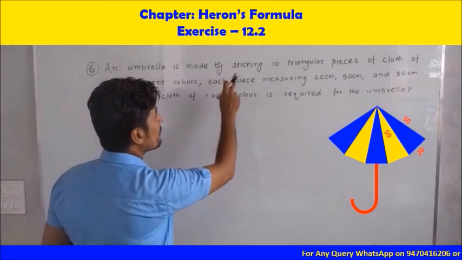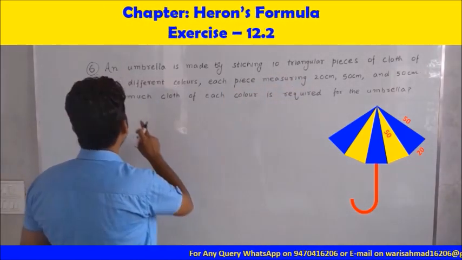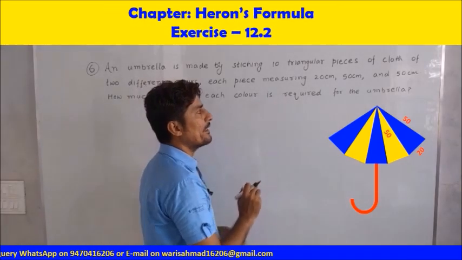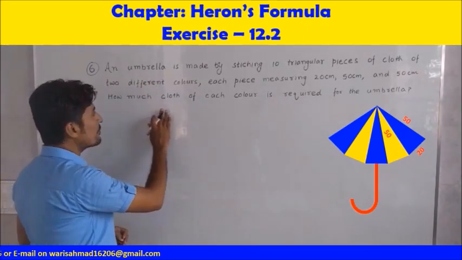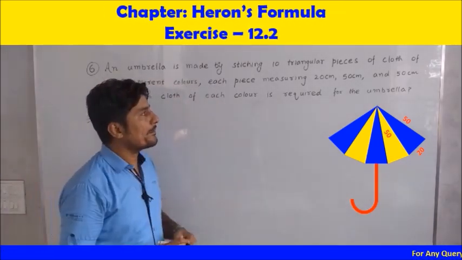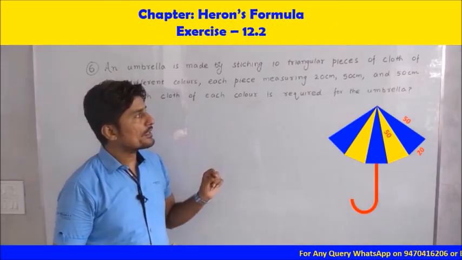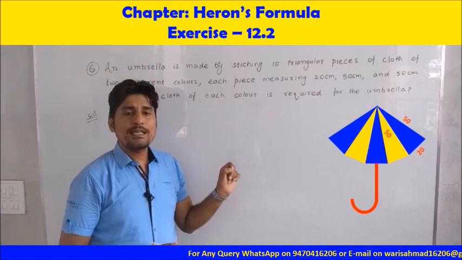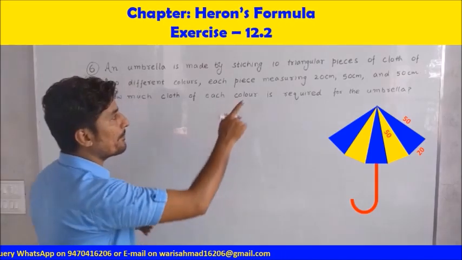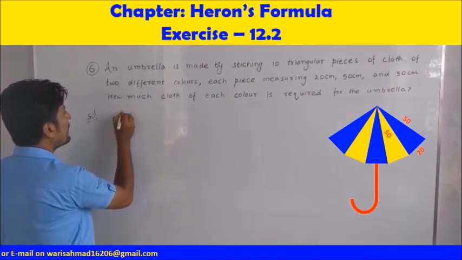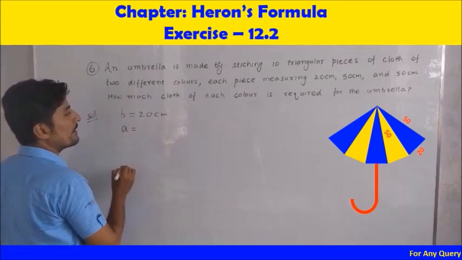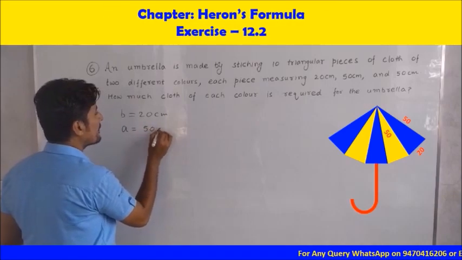An umbrella is made by stitching 10 triangular pieces of cloth of 2 different colors. Each piece measuring 20 centimeter, 50 centimeter and 50 centimeter. How much cloth of each color is required for the umbrella? Since the measurement of 2 sides are equal, hence we can say that each triangular cloth is an isosceles triangle. So here we have to use the formula of isosceles triangle, where base B is equal to 20 centimeter, while the equal sides A are given as 50 centimeter.